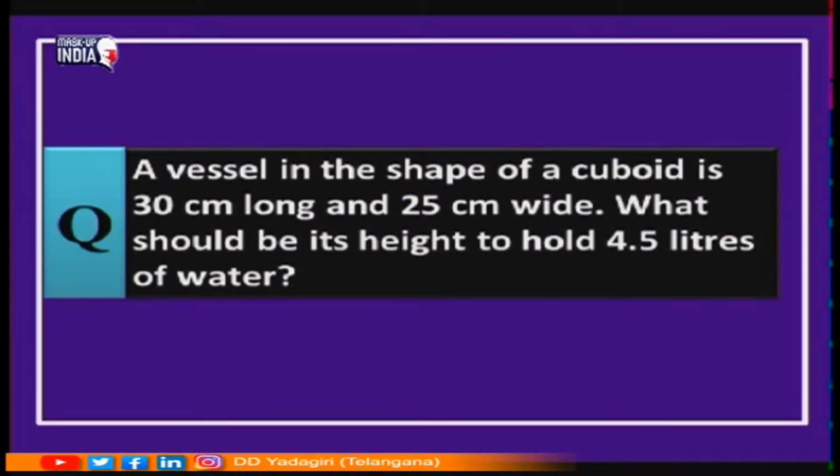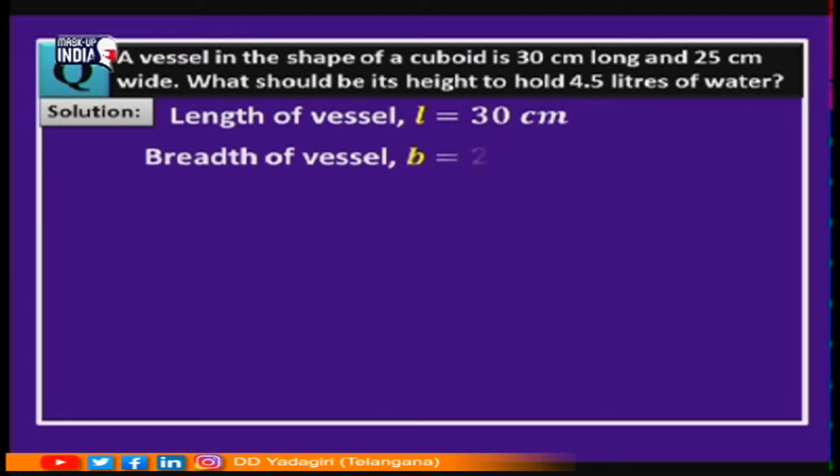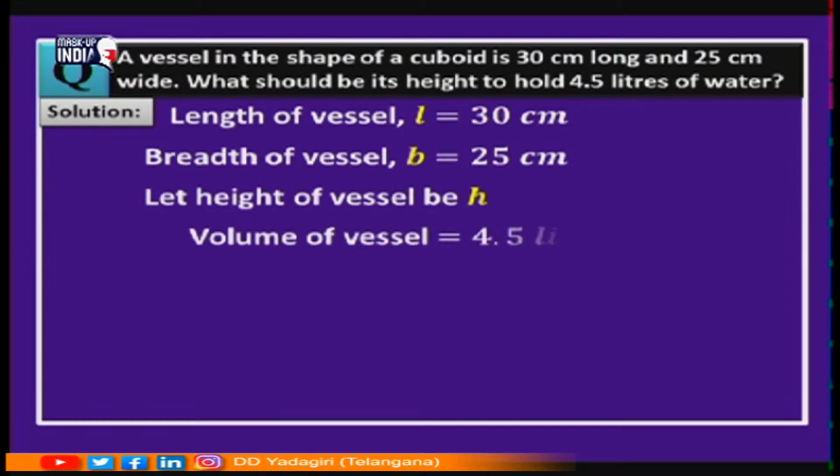Let us see the first example, children. A vessel is in the shape of a cuboid, is 30 centimeter long and 25 centimeter wide. What should be its height to hold 4.5 liters of water? Let us start with the solution, children. First, let us write the length of the vessel, that is L equal to 30 centimeters. And what is the breadth of the vessel, children? That is B is 25 centimeter, that is nothing but width, right? It is given as wide. Now, we have to find the height of the vessel.